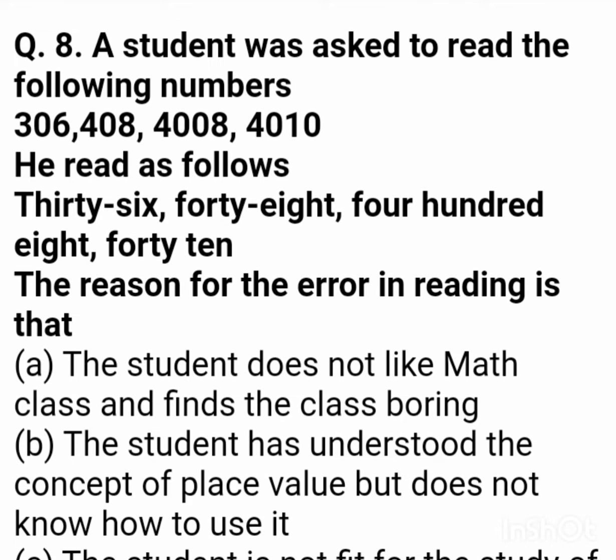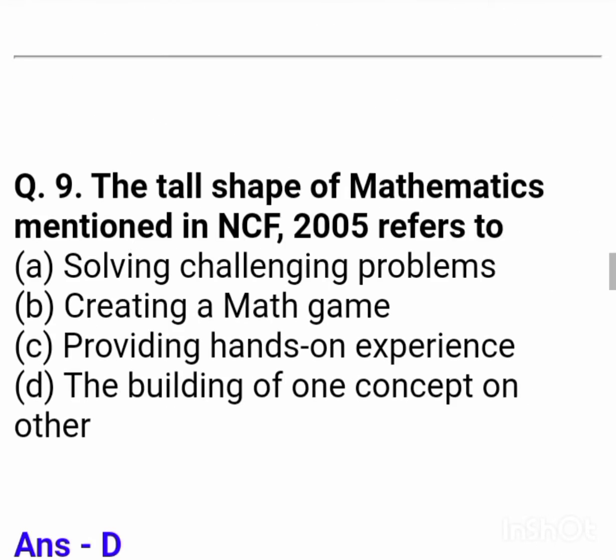Question 8. A student was asked to read the following numbers: 306, 408, 4008, 4010. He read as follows: 36, 48, 408, 4010. The reason for the error in reading is that the student is not able to understand the concept of place value and feels comfortable using 2-digit numbers only.